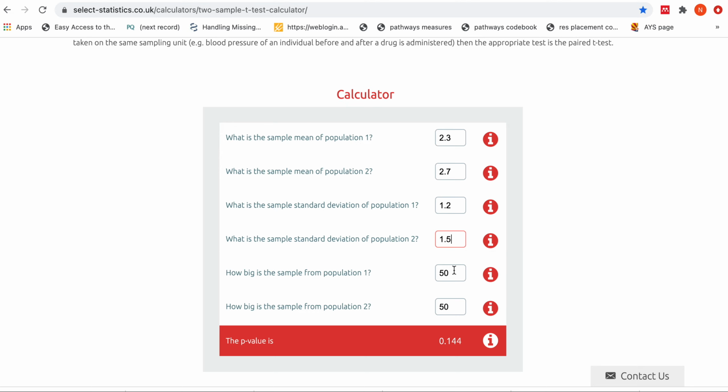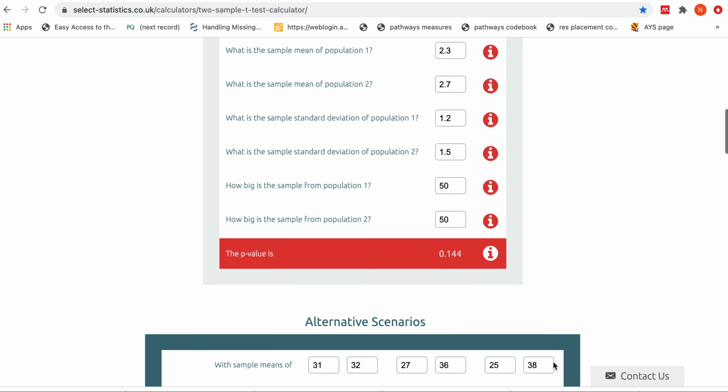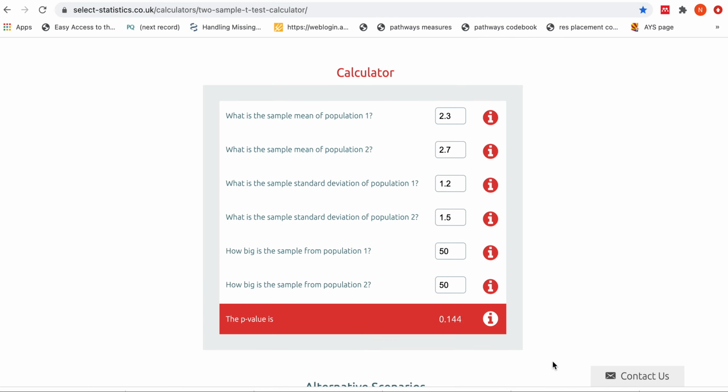Once we do this, we get our p-value here, and the p-value is 0.144. We're going to be using a critical p-value of 0.05, which is the most common critical p-value used. If our p-value is below 0.05, we would say that there is a significant difference. But since the p-value is higher than 0.05, we would say that there's no significant difference between males and females in how they answer on this Likert scale.